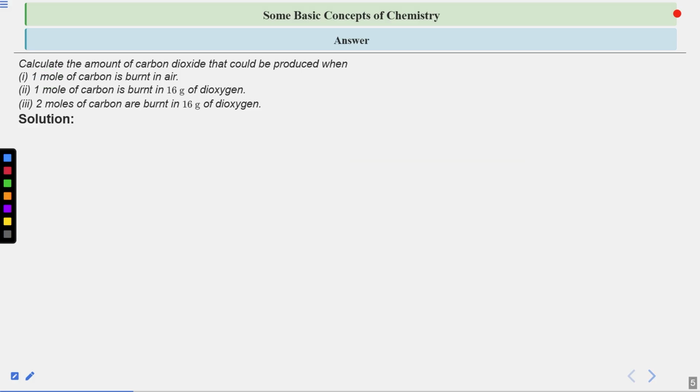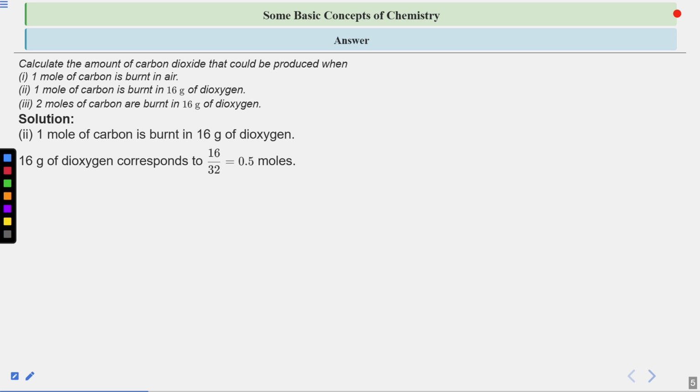The second question is saying that now we don't have an excess of air. We have only 16 gram of dioxygen. Remember students, we have only 16 gram of dioxygen. Now, if we do this combustion of 1 mole of carbon with 16 gram of dioxygen, then what is the number of moles in 16 gram? For dioxygen, we know that the formula is O2. Then the number of moles will be given mass, which is 16 gram, by molar mass of dioxygen, which is 32. It will give you 0.5 mole. It means we have only 0.5 moles of oxygen. Is it clear?